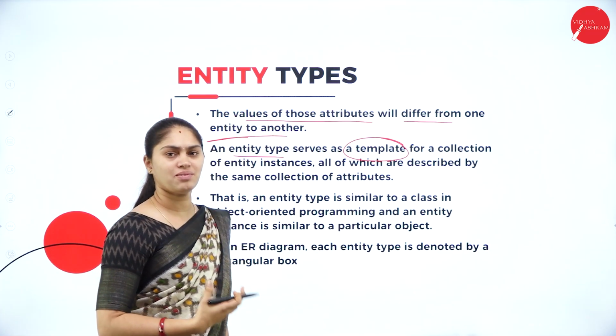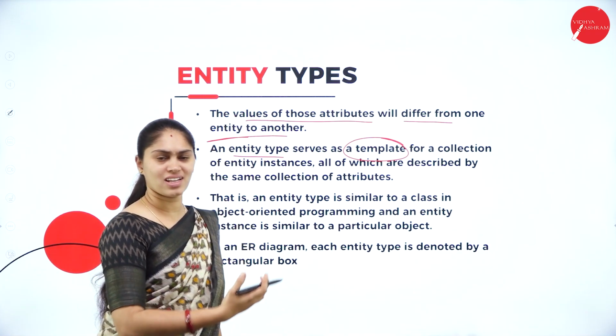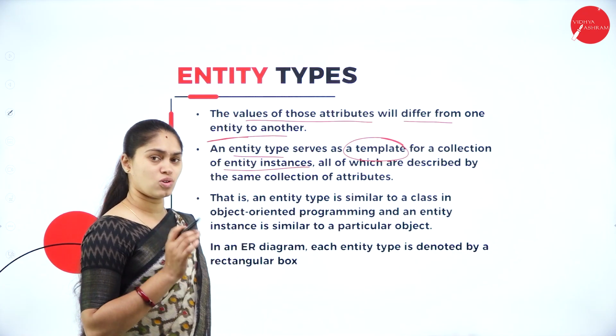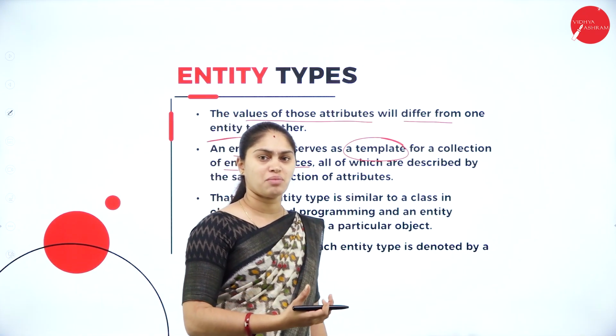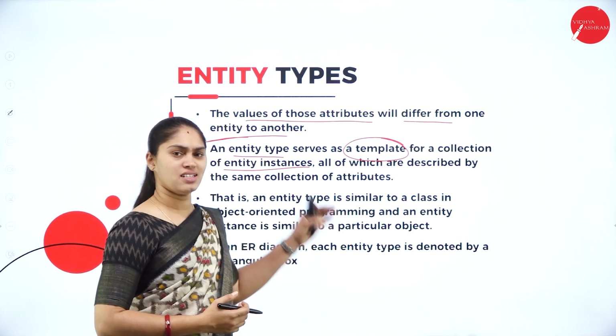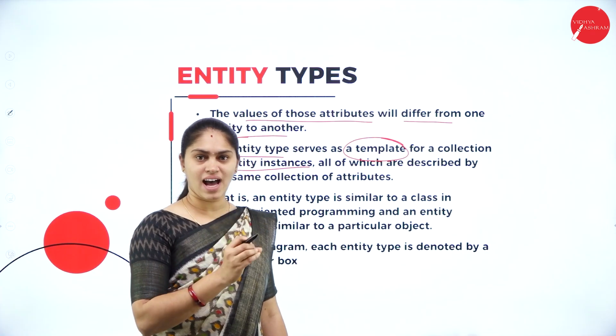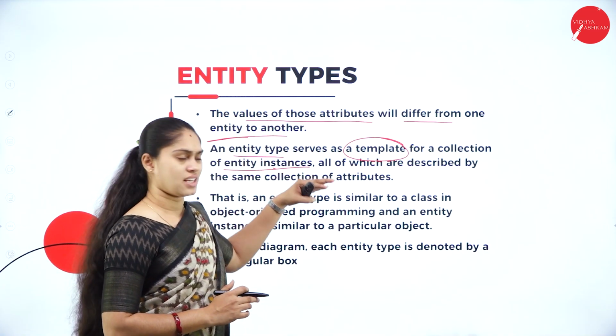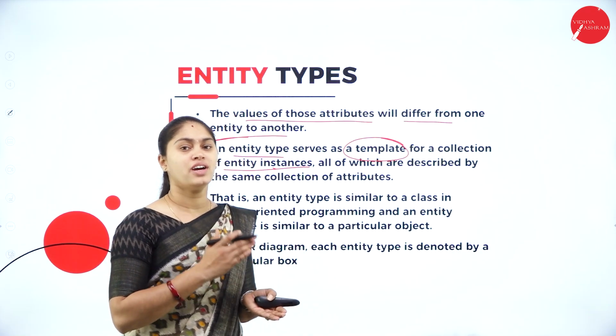So for what reason are we considering this as a template or a standard? For a collection of entity instances. Here you already know what a snapshot or an instance is. When it comes to an entity instance, what is the entity value at a particular moment? Then we call that an entity instance. So it will be a collection of instances.